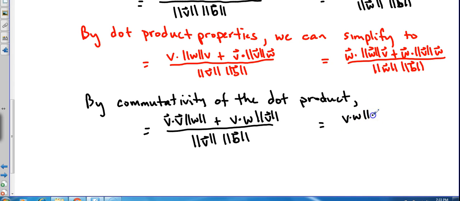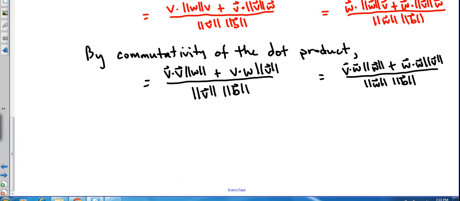Clean that up a little bit so we don't get confused. And that's over the same denominator. And then the right side, same thing. It's going to be v dot w times the magnitude of w plus, here's where my property comes in, w dotted with itself is just the magnitude of w squared times the magnitude of v, over the magnitude of w, magnitude of b.